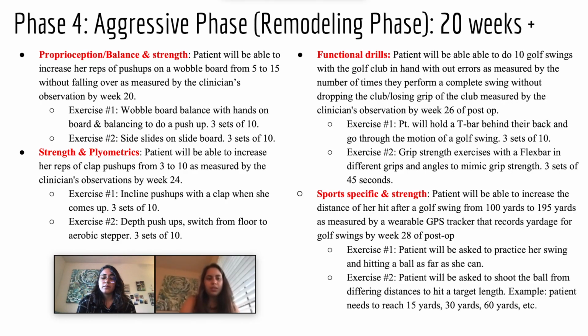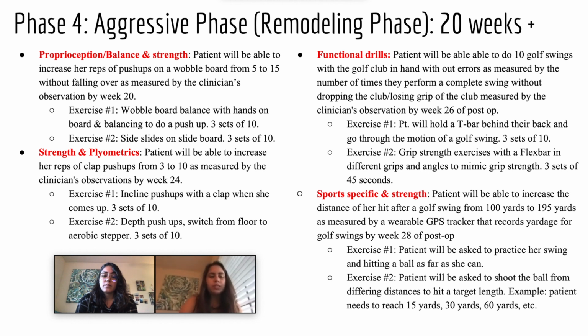And then the second exercise would be that they're going to do side slides on a slide board for 3 sets of 10. Our justification for these exercises is that it is considered proprioception, balance and strength because the exercise is being done on an unstable surface, which requires a patient to have strength in order to be able to reach their goal of doing a push-up on a wobble board.